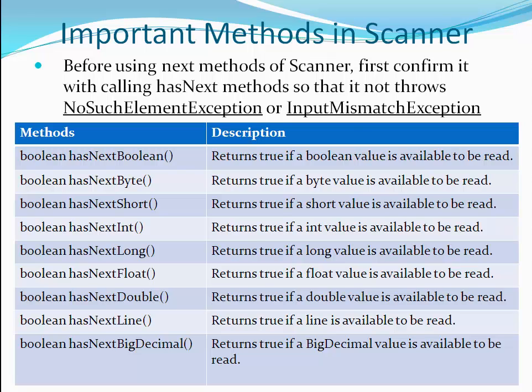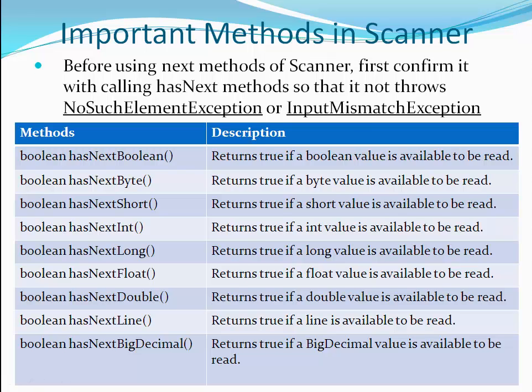So in order to avoid this exception, we can first check whether the document has that integer value or not. In this example we can use hasNextInt. What does hasNextInt do? The Scanner class will browse the document and return true if an int value is available to be read, and if it's not, then it will return false, so that we come to know that the document doesn't have any int value, and I cannot call nextInt.